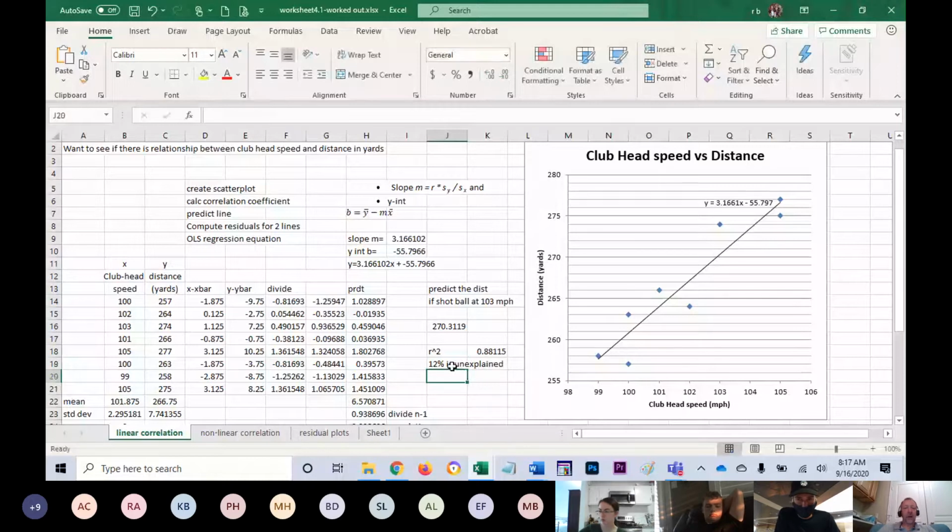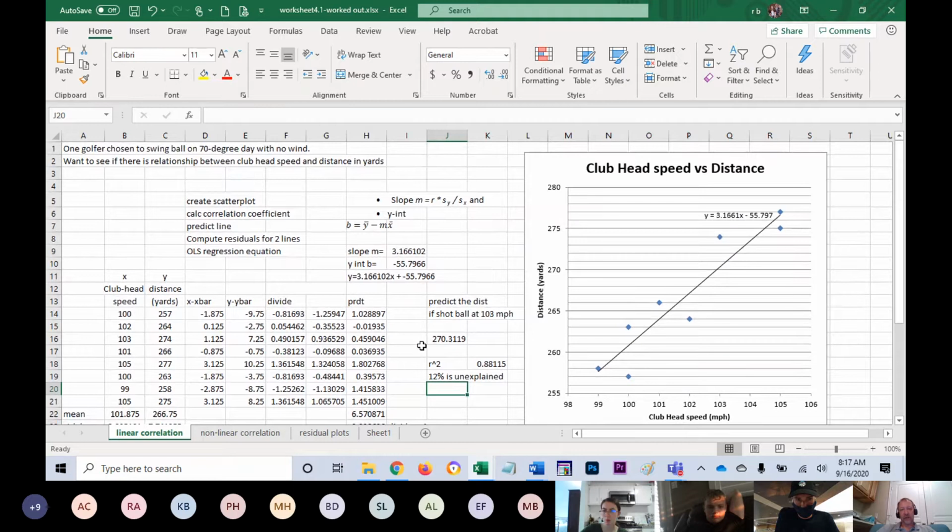Okay, so we probably have some golfers in our class. If 88% of the distance can be explained simply by your club head speed, what are some other things that would affect the distance? Well, you could say your driver size, or the type of ball you're using, because there's higher quality and lower quality balls. We're assuming that we're hitting it with the same driver in this case. What else would be? The way you hit the ball.